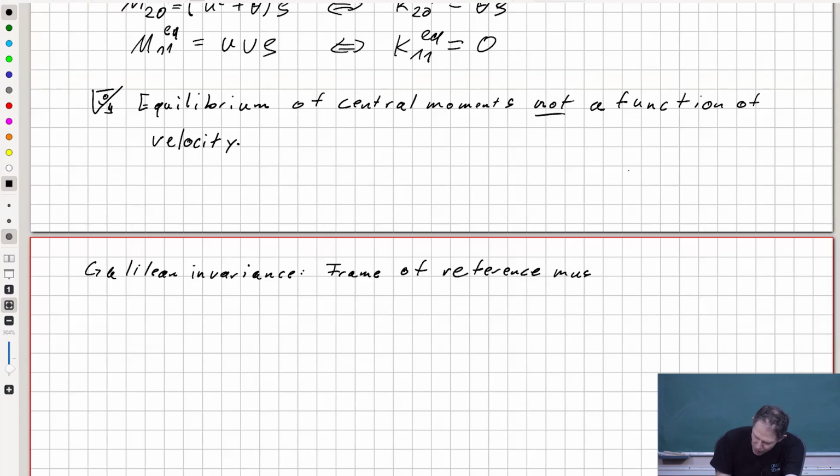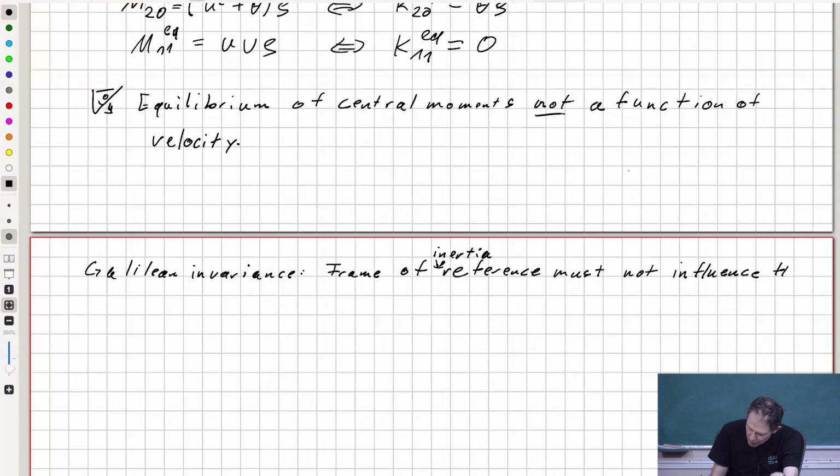Okay, I should be more precise. The inertia frame. Of course, if you have an accelerated frame of reference, then there is a Coriolis force, a centrifugal force, these things. But otherwise, the inertia frame of reference must not influence the behavior of the system.